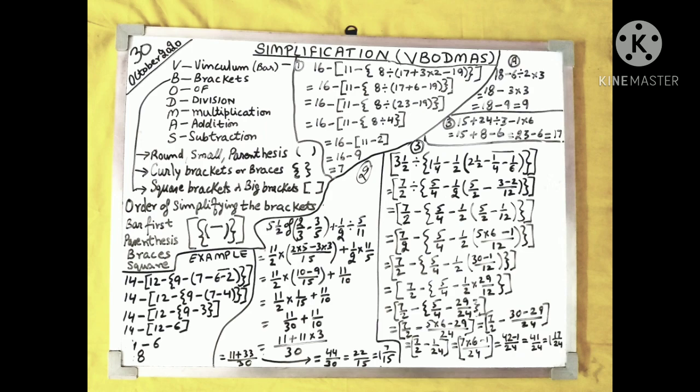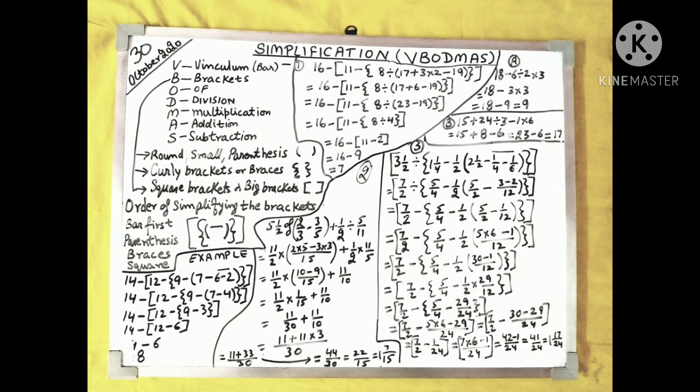Right? Got it? See the B1. 15 plus 24 divided by 3 minus 1 into 6. Right? So we get 24 divided by 3 as 8. So 15 plus 8 minus 6. And then we get 15 plus 8 is equal to 23 minus 6. The final answer is 17.